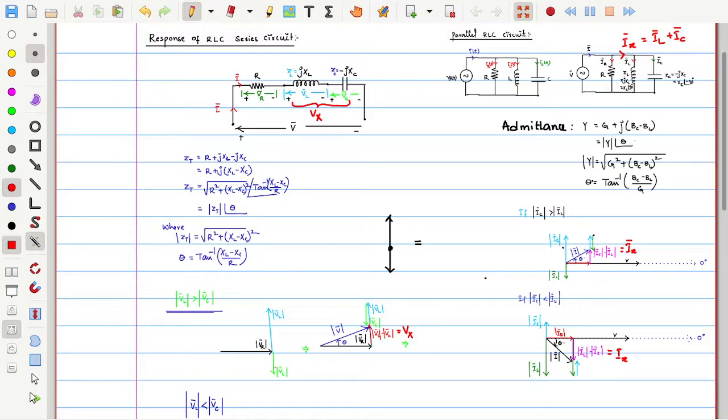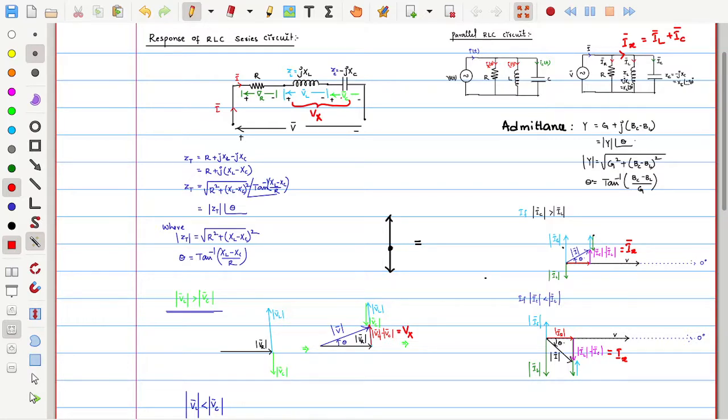Now, try to observe that out of three possibilities, only two have been discussed here. One is that the inductor current is higher than the capacitor current, or the capacitor current is higher than the inductor current. But there may be a situation where both currents are equal. That case we would like to discuss today. In the same way, in a series circuit, the inductor voltage may be higher than the capacitor voltage, or vice versa. The third possibility is that both voltages may be equal.